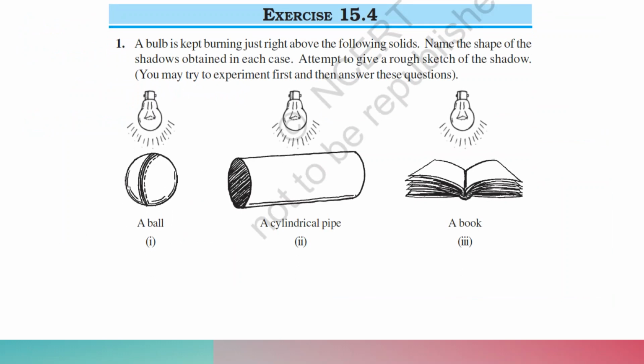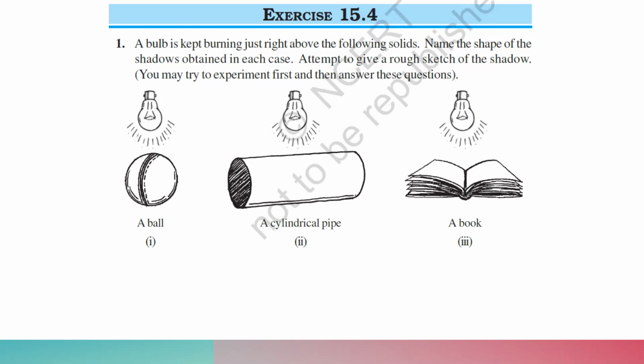So over here we have the exercise. In this exercise there are several questions. I have taken just question number 1 for your explanation. The question says a bulb is kept burning just right above the following solids. Name the shape of the shadow obtained in each case. The best way is to attempt to give a rough sketch of the shadow, and the way it is written is: try this experiment first and then answer these questions.